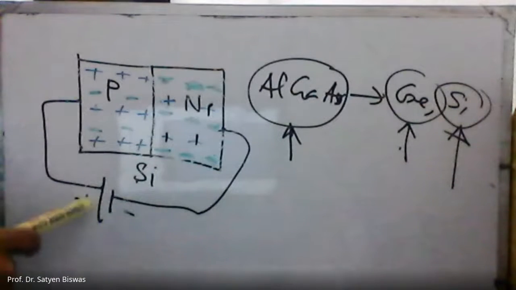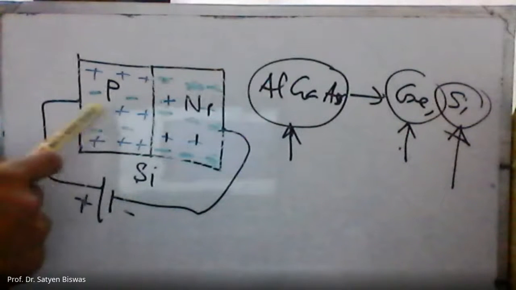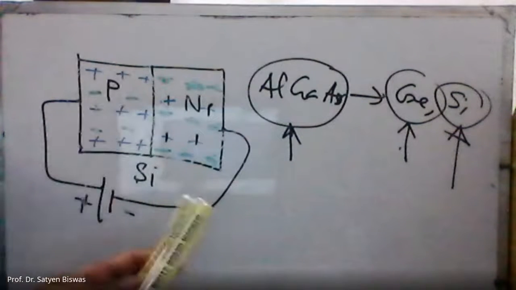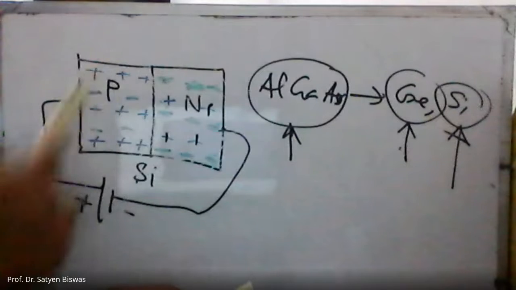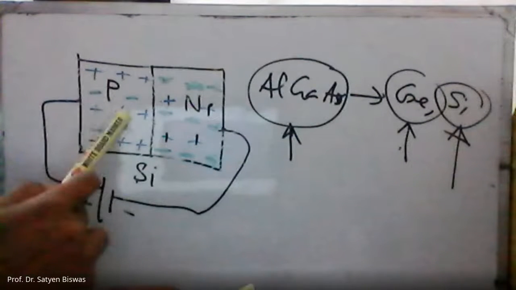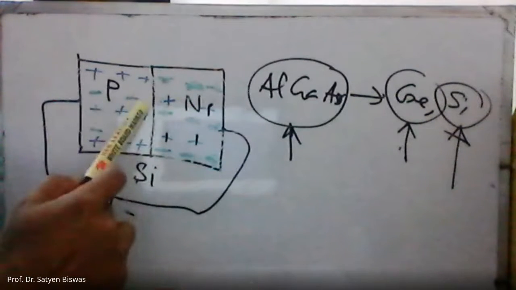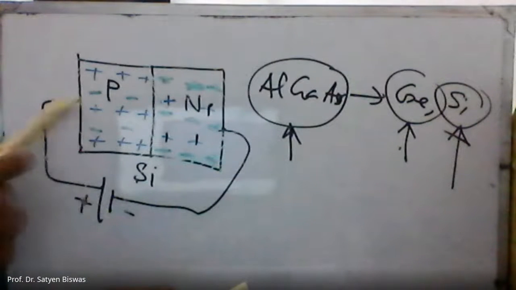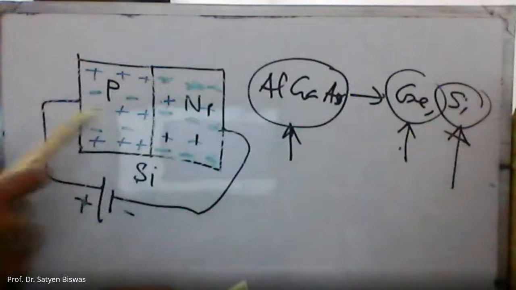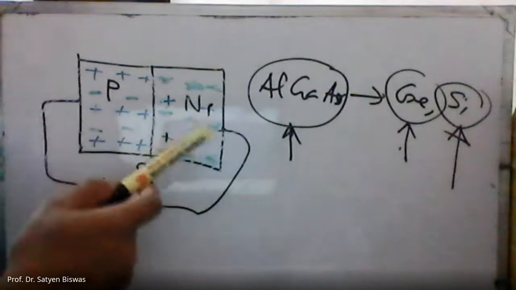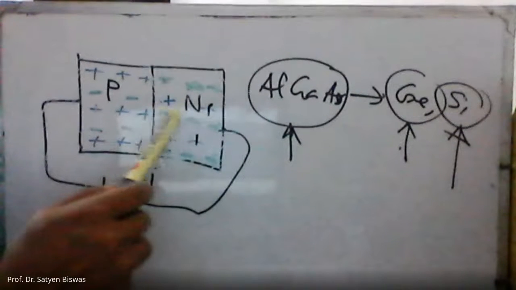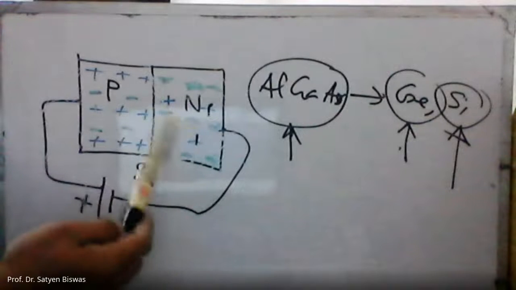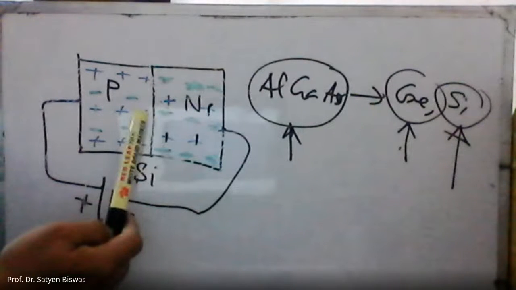Positive voltage is applied to the P type, so what happens to these free holes? The same thing happens on this side also. The free holes will try to move away from here, not in this direction, because holes are already there. They will move the other way. There are free electrons on the right side and free holes on the left side, so they will attract each other.